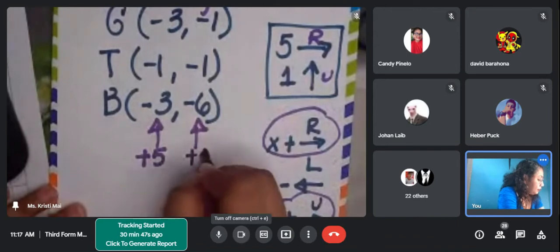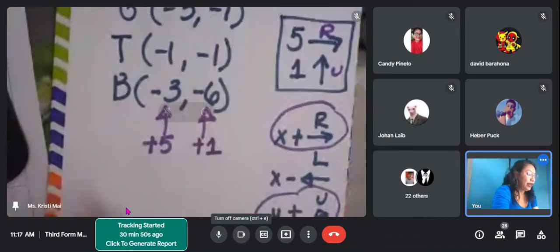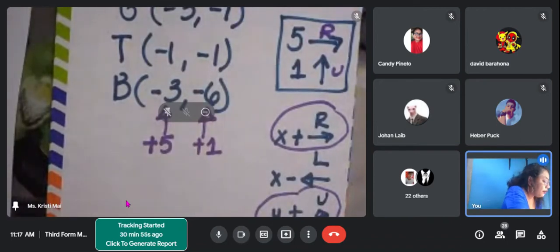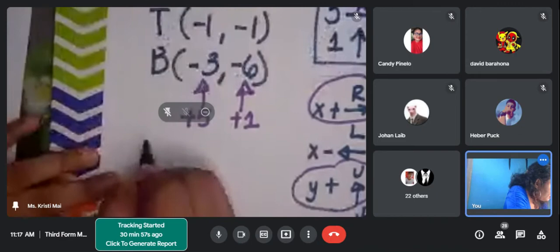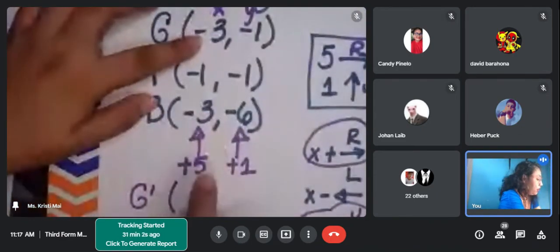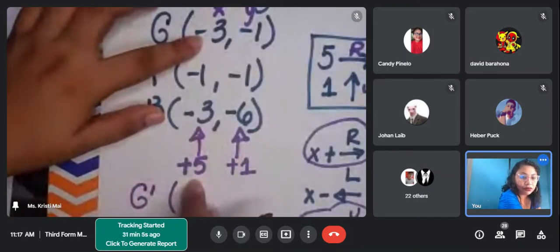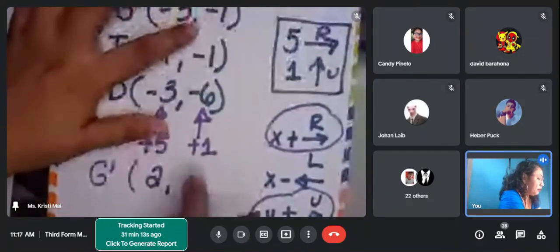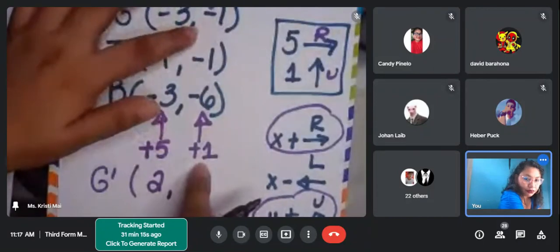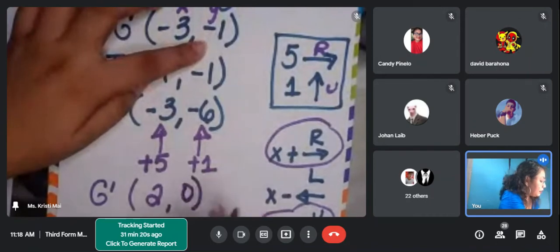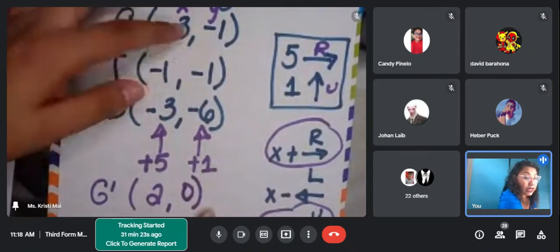I'm going to add 1. So for me to get my new image, my new point, sorry, of my new image, I'm going to use these ones right here. So I'm going to talk about G1. What is negative 3 plus 5? Positive 2. Positive 2, very good. And what is negative 1 plus 1? 0. And this is my new point. Did everybody understand how I got this new point?